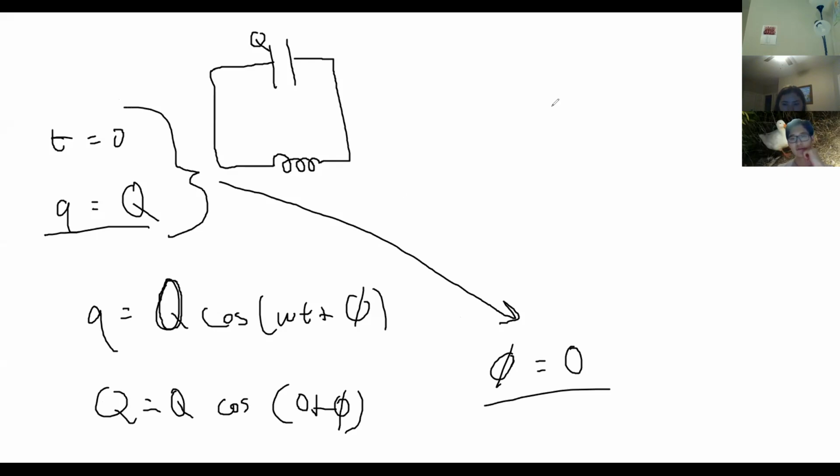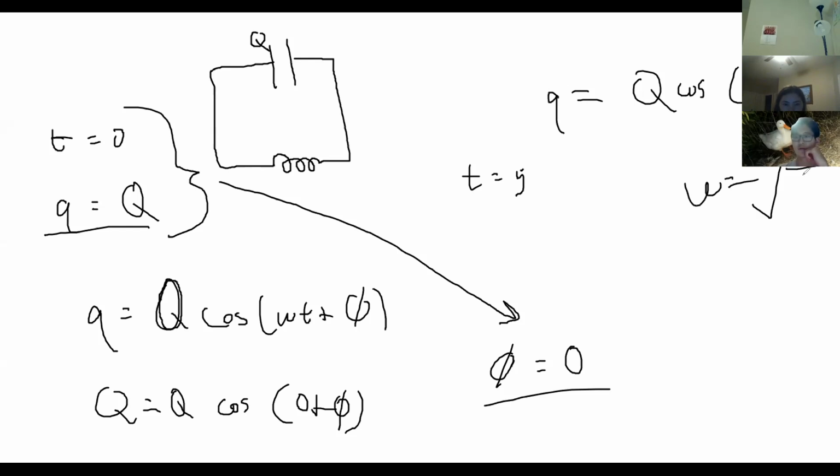And in the future, let's say what is the Q at time equals 5. Literally just plug in: Q is equal to Q cosine of W times 5. And you calculate W elsewhere. W is equal to the square root of 1 over LC, right? It's just simple equation stuff. Okay, moving on.